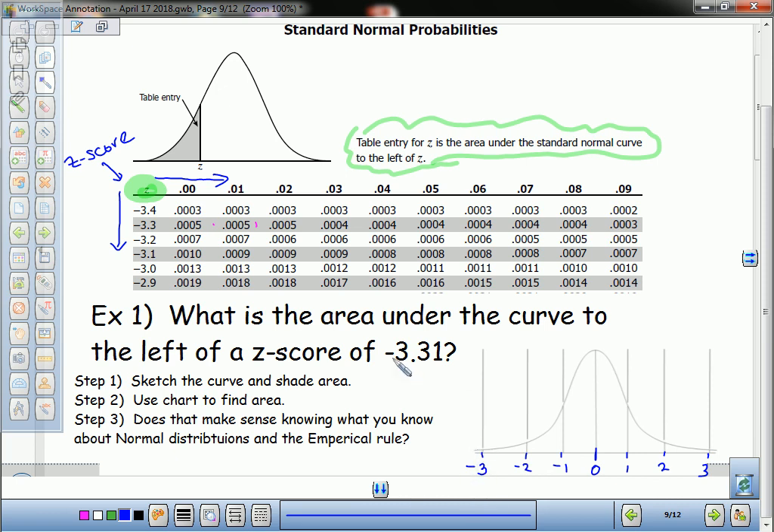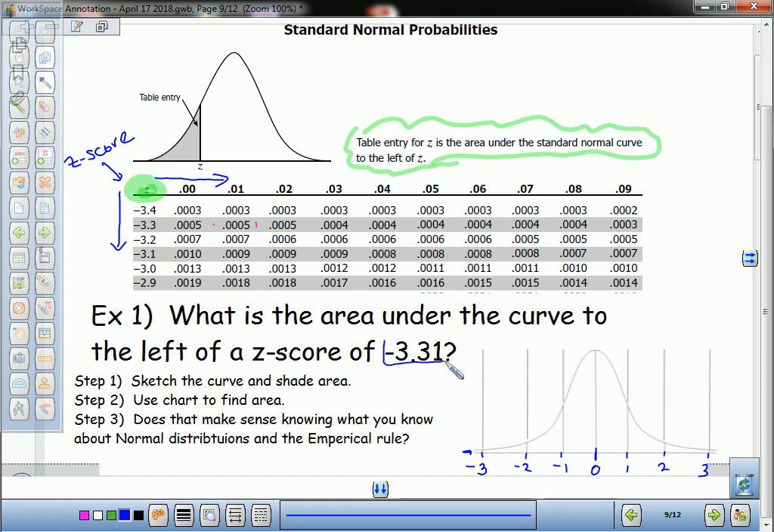All right. So where would -3.31 be? It would be somewhere over here, wouldn't it? So the area to the left of that would be really teeny, wouldn't it? I don't think that's a word, but I needed to use it so you could understand. It's very small. Okay. So now let's go back up to the chart and find that area.